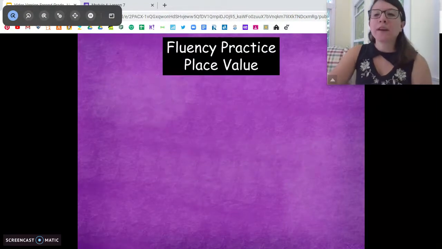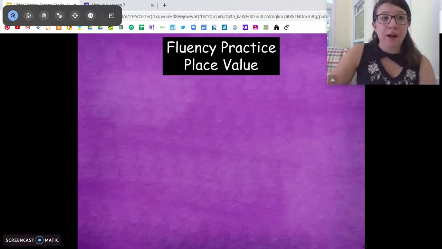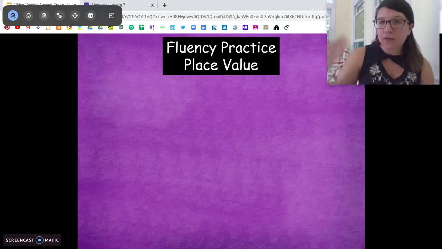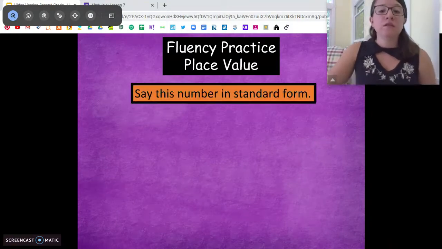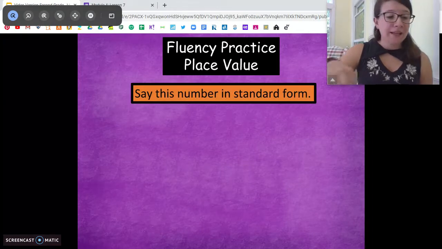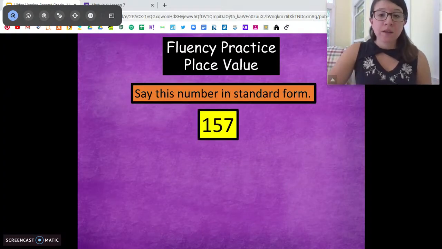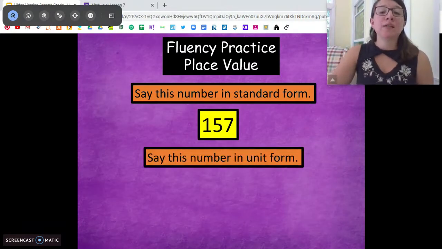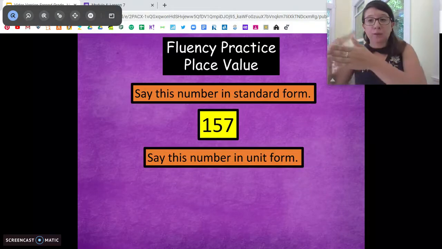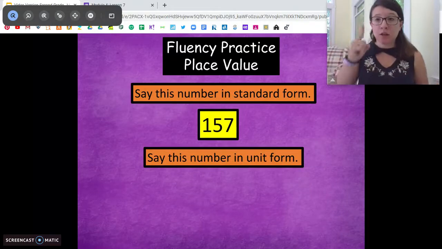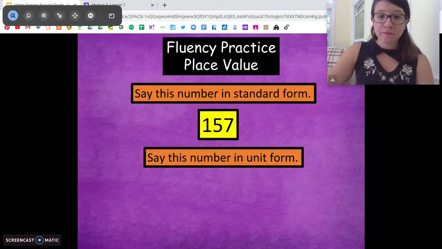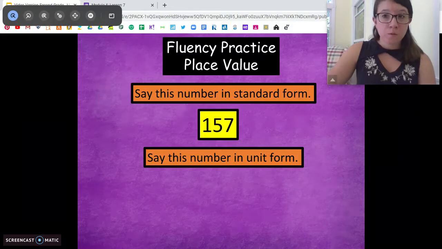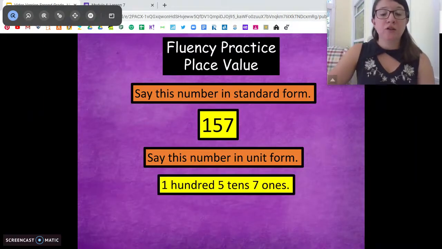All right, we're going to start off with a little bit of fluency practice reviewing our tens, ones, hundreds place value. So we're going to say this number in standard form, which is just saying it, which is what? 157. Awesome. Now say it in unit form. Break it down into its parts, hundreds, tens, and ones. Go. Good. You should have 1 hundred, 5 tens, 7 ones.